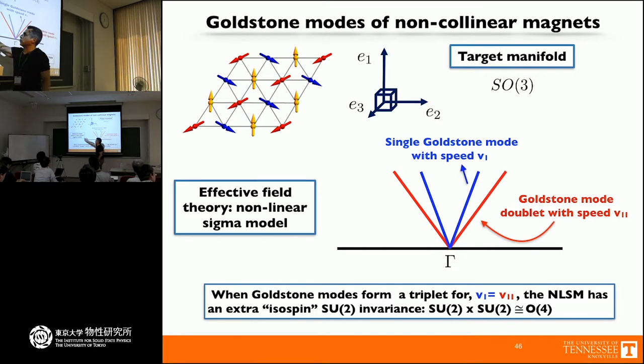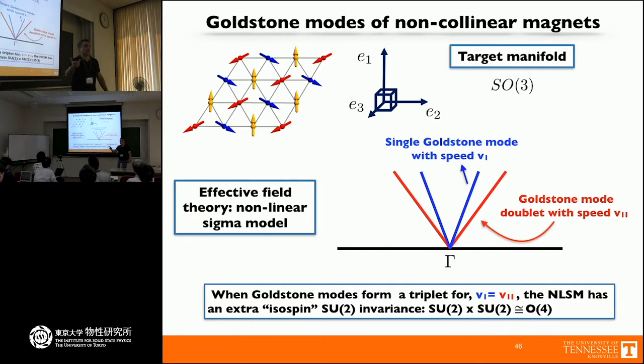And what you will get is, as always, an effective non-linear sigma model, but for this order parameter that is an SO3 matrix. And of course, this effective theory will have three Goldstone modes because we are breaking spontaneously three continuous symmetries. And as I said before, we have one with one velocity and a doublet of Goldstone modes with a different velocity. So this is the low energy spectrum of this theory.